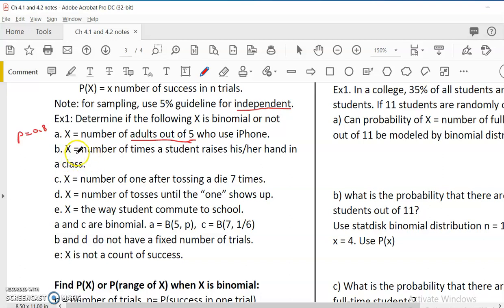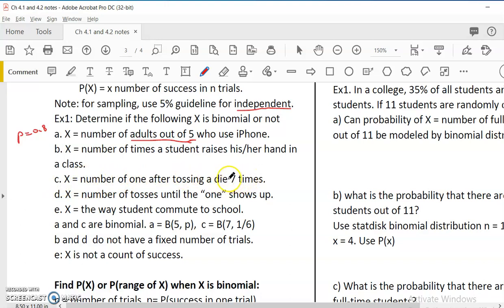But it is a random variable, because if you randomly pick a student, there is a chance that the student raised his or her hand 0 times, 1 time, 2 times, etc. So it is a discrete random variable, but it cannot be modeled by binomial because there's no fixed number of trials. C, X is the number of 1s after tossing a die 7 times.